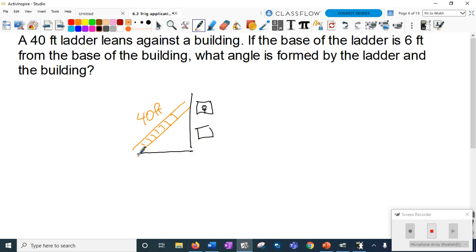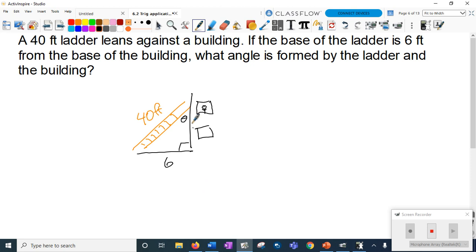Okay, there's a right triangle right here. It's safe to assume that's a right angle. Okay, the base of the ladder is 6 feet from the base of the building. Where do I put the 6 feet? Can't put it here. Got to put it here. Okay. The question is, what angle is formed by the ladder and the building? Where do I put that? I don't put it here. That would be the angle of elevation. What angle is formed by the ladder and the building? That's what we want.